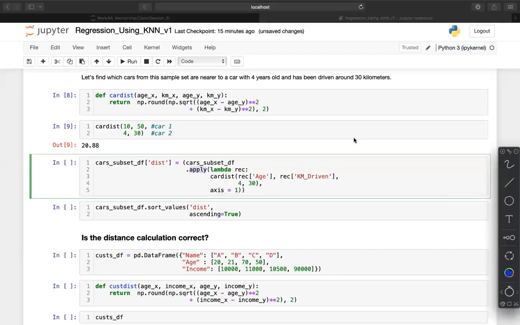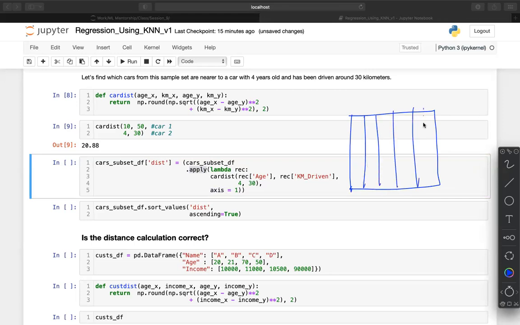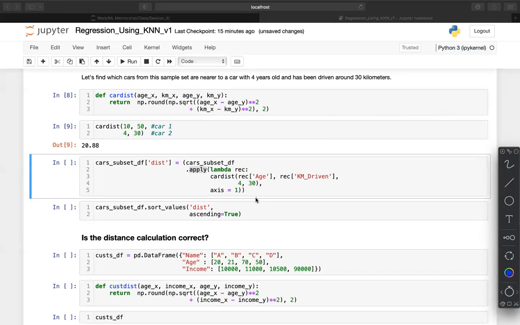So if you take a data frame, we have columns and rows. If you want to apply a particular method and iterate through that, if you want row-wise, you can say axis equal to 1. If you want column-wise, you can say axis equal to 0.